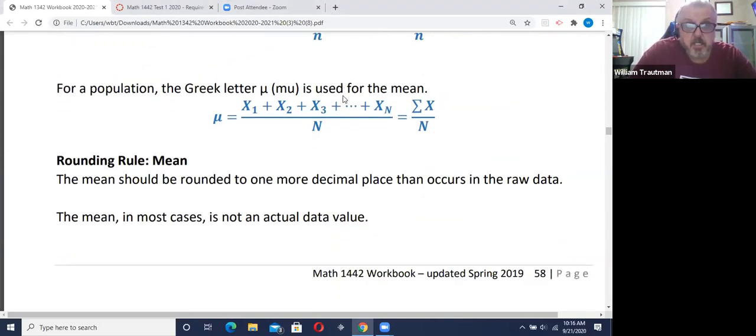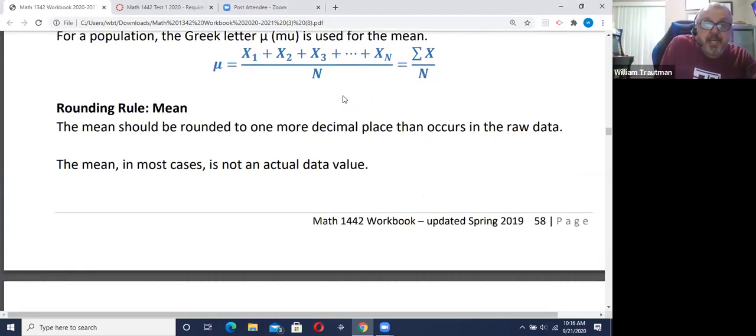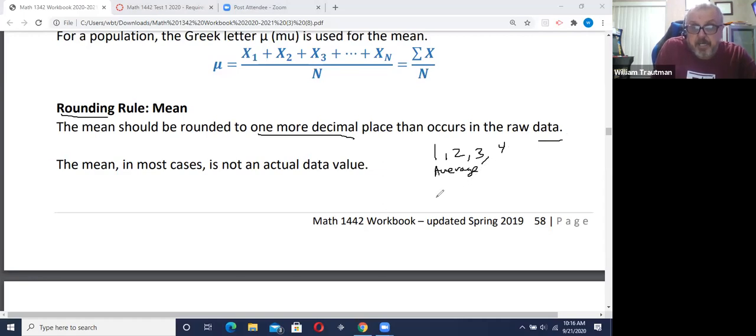You always take, so the actual rounding rule is take it to one more decimal place than the data. If we have 1, 2, 3, 4, and I want to find the average, I add them up, 1 plus 2 plus 3 plus 4, and I get 10. And you divide by the number of pieces of data, 1, 2, 3, 4. 10 divided by 4 is 2.5. Do you see the answer?